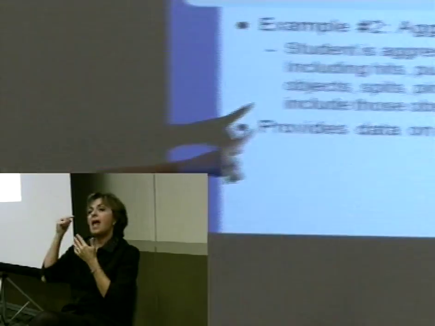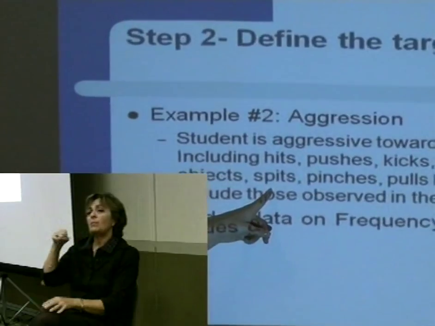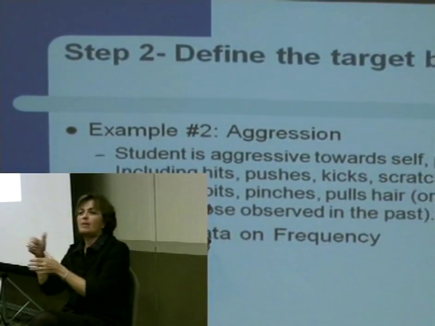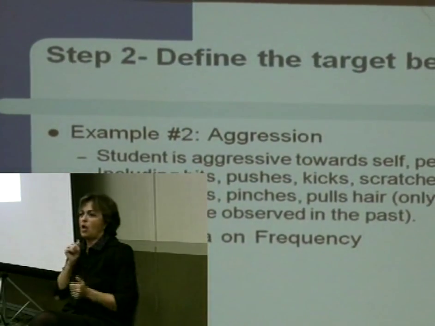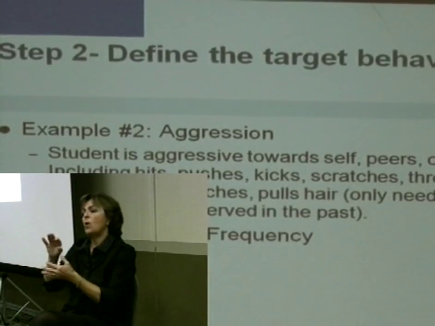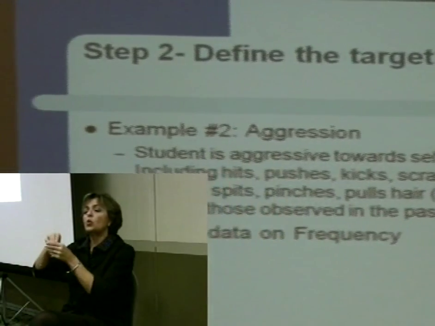So they're aggressive when, and then it gives these situations. So you could see in this definition, spitting was something that the team wanted to consider as aggression, where there are other teams that would not determine spitting as an act of aggression. So depending on what your student handbook says, depending on what your team agrees on, and then you only need to include those that were observed in the past. So if the student never scratched or never hit or never kicked, then you just don't put that on the list.